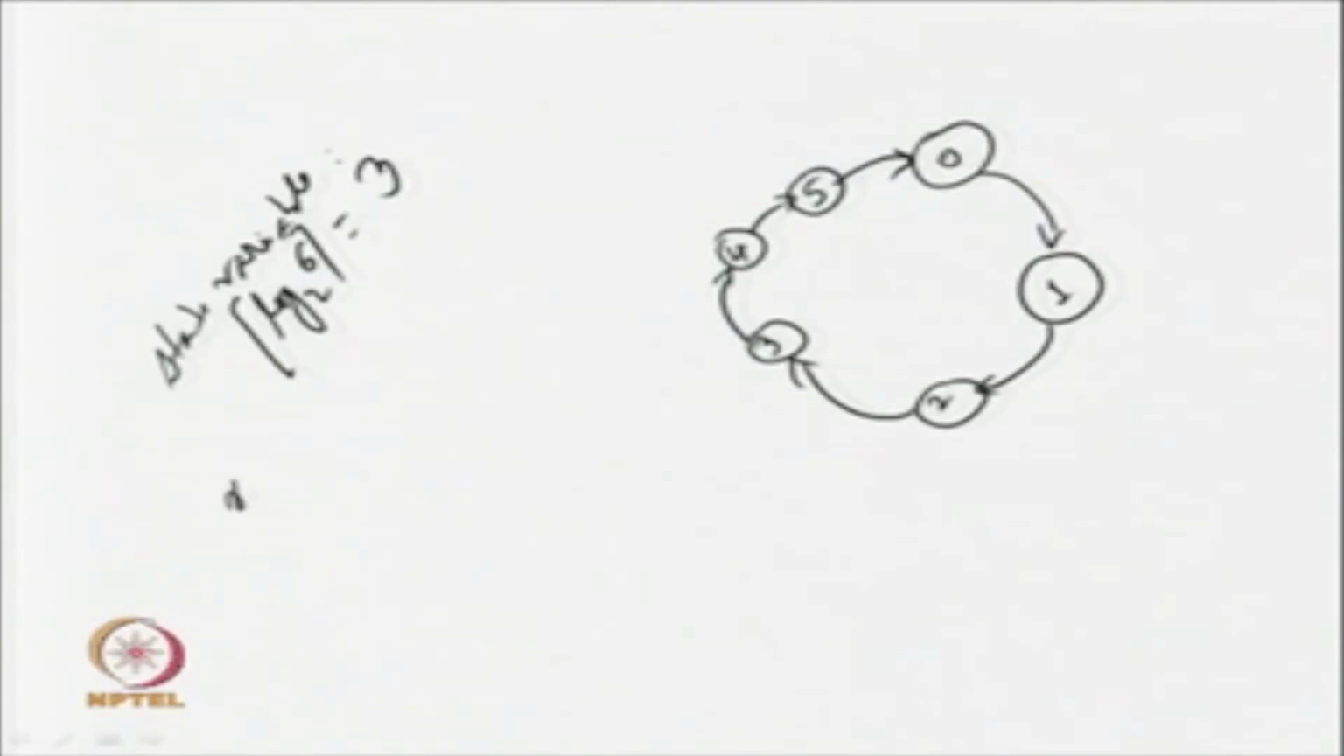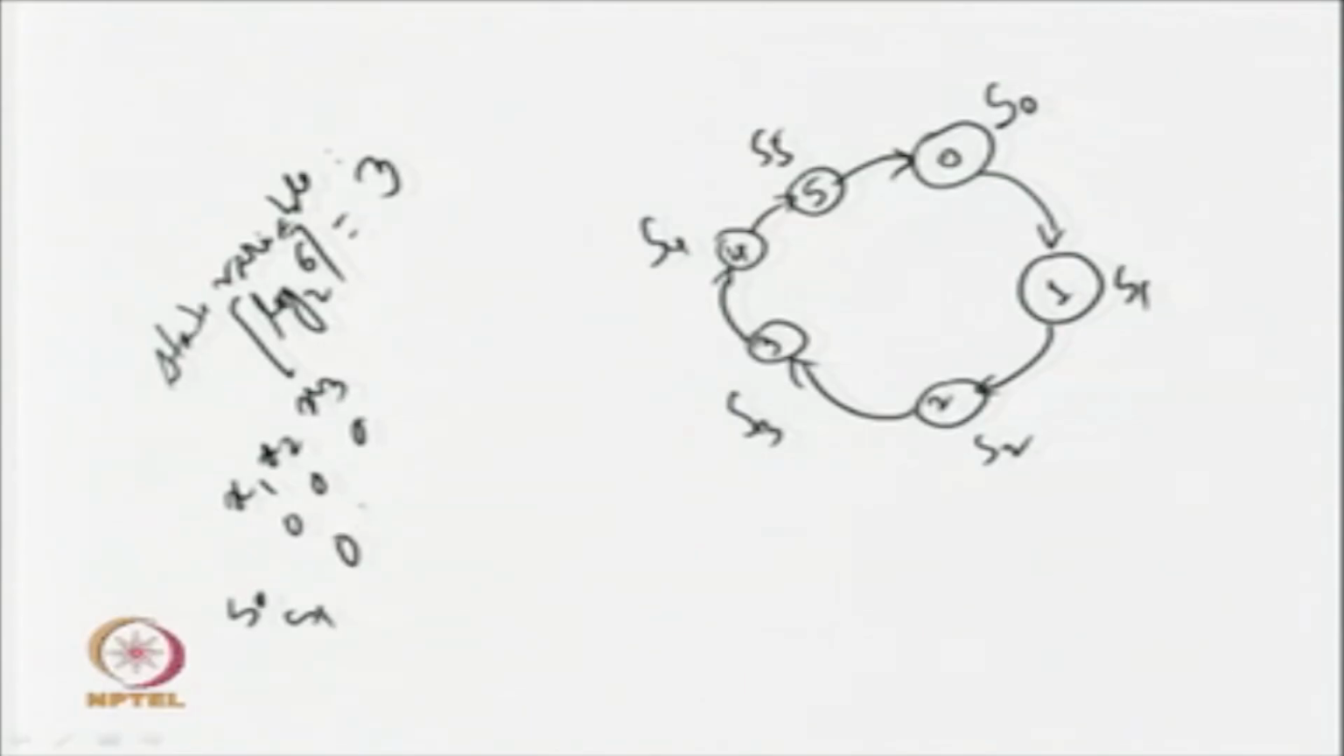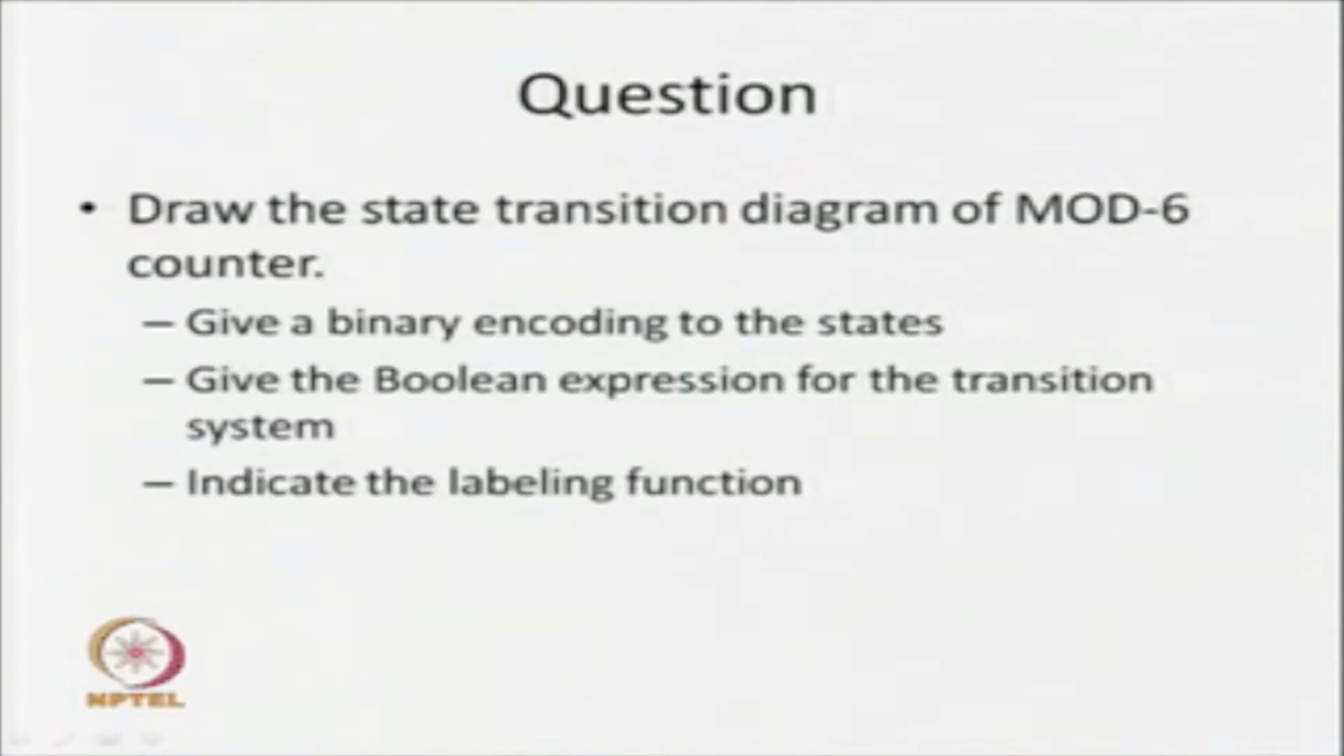So, I can say that x1, x2, x3 are the 3 variables, and if I say that these are my states S0, S1, S2, S3, S4, S5, then the state S0 encoding will be 0 0 0, S1 will be 0 0 1, S2 will be 0 1 0, like that. These are the state encodings. What I am saying is, first you have to give the binary encoding of the states. This is the binary encoding. Then give the Boolean expression for the state transition system.